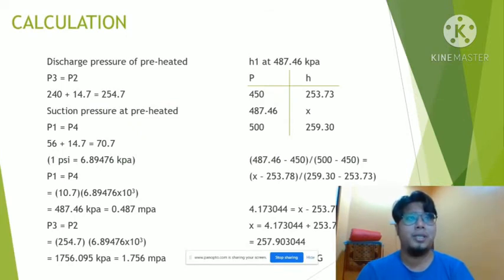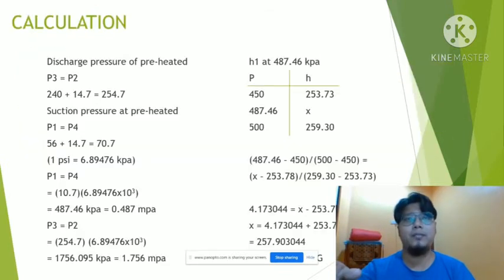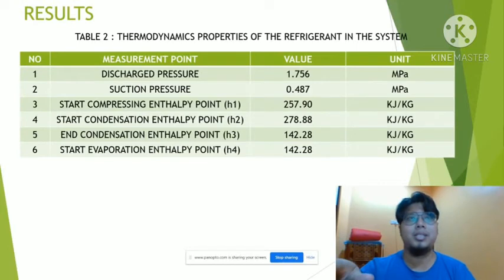The discharge pressure of the preheater, P3 equal to P2, as you can see, we get 254.7. Then the suction pressure at the preheater, P1 equal to P4, we get 70.7. Then 1 psi equal to 6.8946 kPa. Then P1 equal to P4, we calculate, and we get 0.487 MPa. We can see in table 2, suction pressure 0.487 MPa. Then for the discharge pressure, P3 equal to P2, we get 1.756 MPa, as you can see in the discharge pressure table.